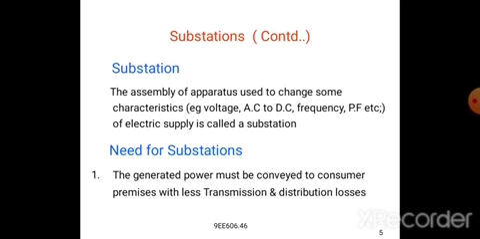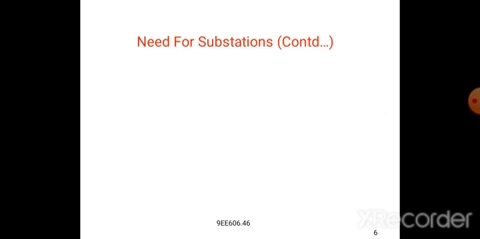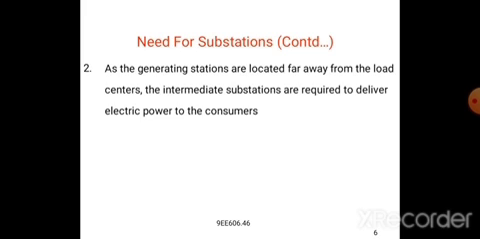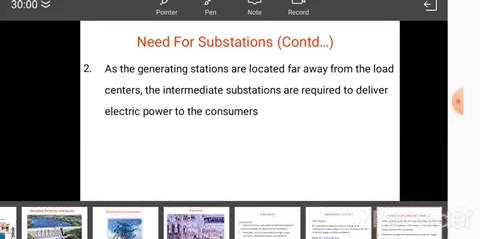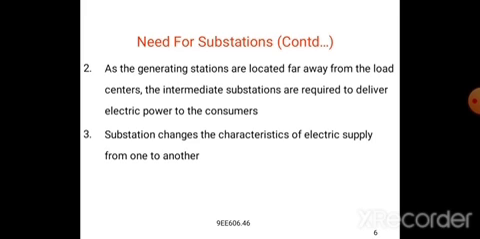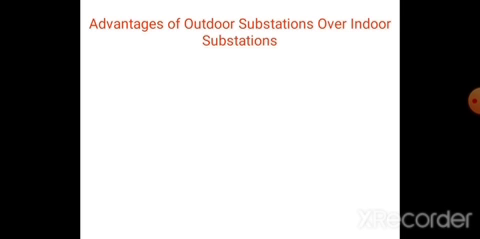The generated power must be delivered to consumer premises with less transmission and distribution losses. As the generation stations are located far away from the load centers, intermediate substations are required to deliver electric power to the consumers. So the substation changes the characteristics of electric supply from one to another.